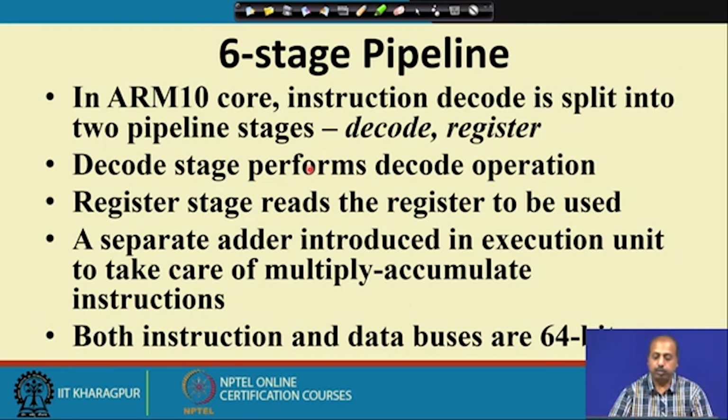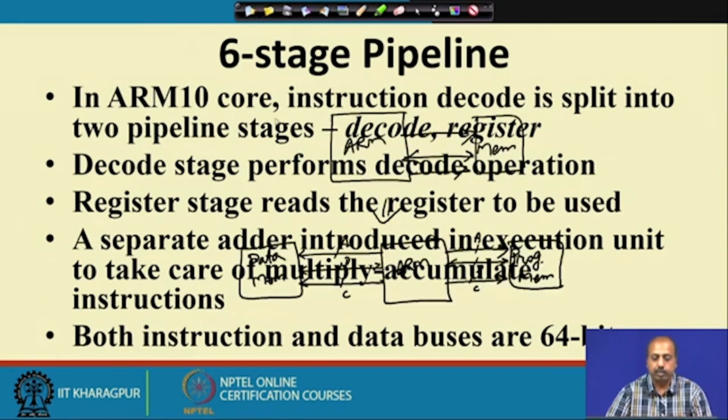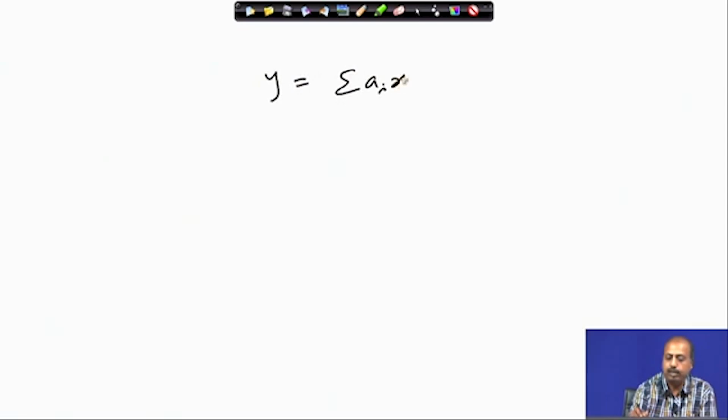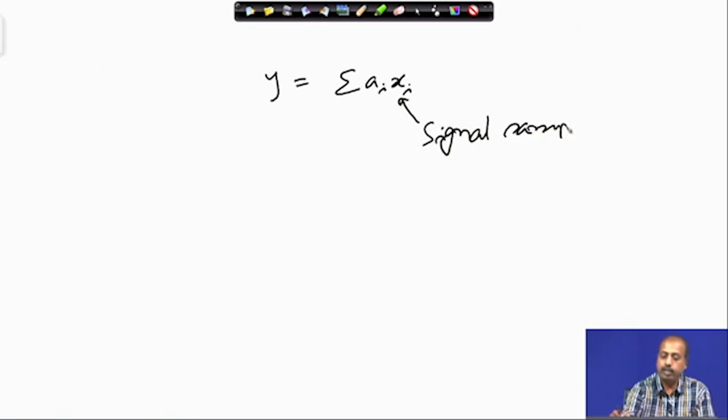And also, the separate adder has been introduced for multiply accumulate type of instruction. So, multiply accumulate is something like this. Suppose I have got an operation like this: y equal to sigma a i x i. This is a very common operation in signal processing, where these x i's may be signal samples, and these a i's are the filter coefficients. So, this is very common.